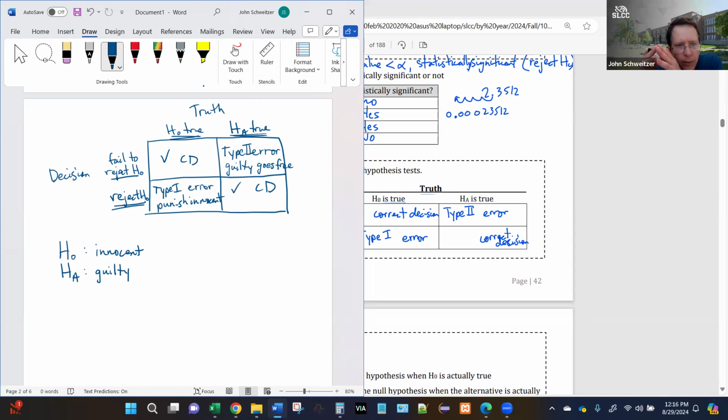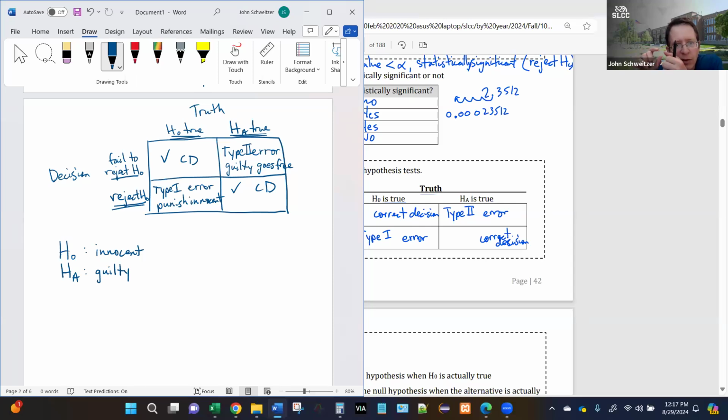Punishing the innocent is a type 1 error, and then a type 2 error would be like letting the guilty go free. Now we don't want to make either of these errors, but I've got some bad news for you. How do you reduce the probability of making a type 1 error? If you want to reduce the probability of a type 1 error, typically you're going to increase the probability of a type 2 error and vice versa. So if you want to reduce the probability of a type 2 error, then you have to increase the probability of a type 1 error.